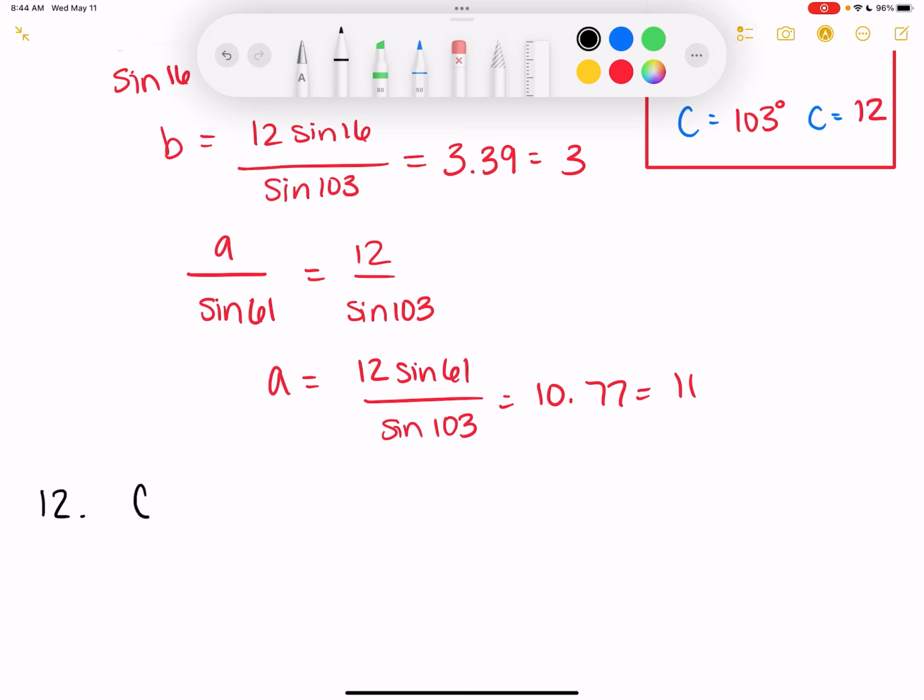Next one: angle C is 103 degrees. Side B is 46. Side C is 61. There are two sides here.